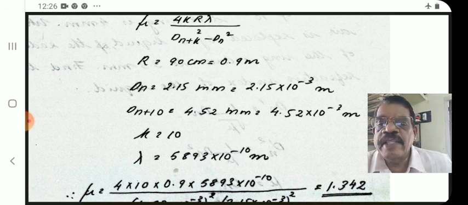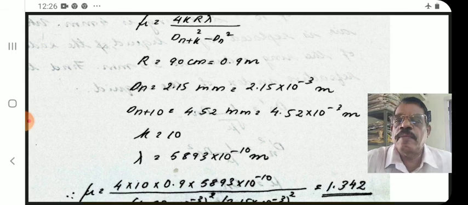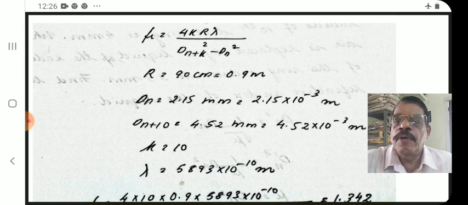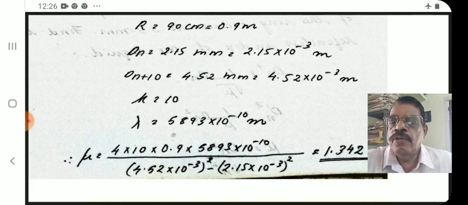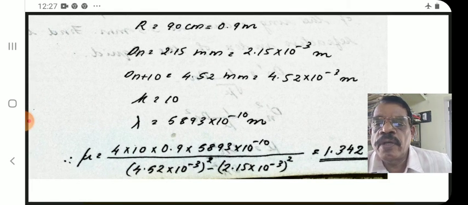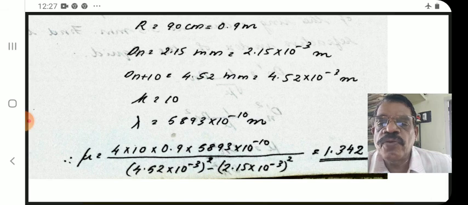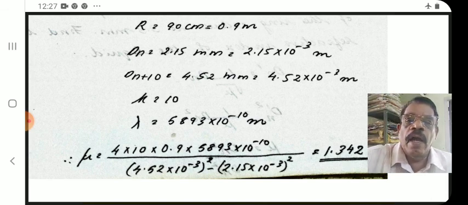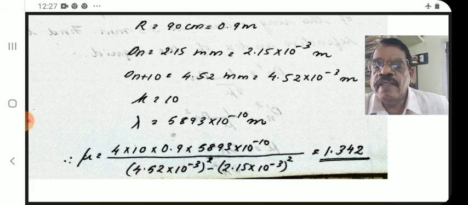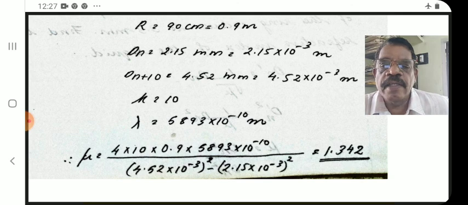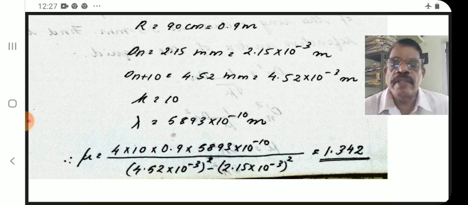Lambda is 5893 into 10 raised to minus 10. Put the values in the formula. That is the top line, the formula. So mu is equal to 4 into 10 into 0.9 into 5893 into 10 raised to minus 10, by 4.52 into 10 raised to minus 3 whole square minus 2.15 into 10 raised to minus 3 whole square. This needs simplification using a calculator. You simplify the denominator first, subtract, and then divide. The answer is exactly 1.342.